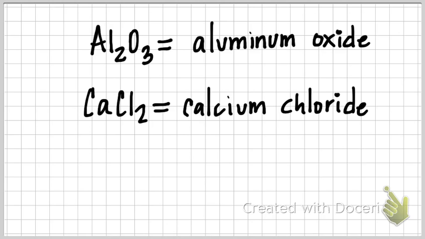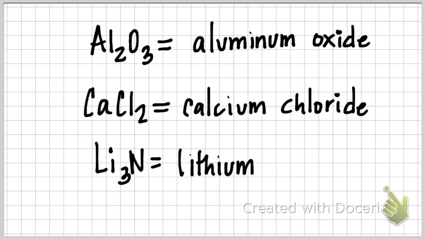And one last example, we'll take Li3N. Lithium is in group 1. It's a regular metal, therefore I'm going to use binary, so I'm going to use my first element name unchanged, so it's lithium, and I'm going to change the ending of my second element from nitrogen to nitride, and it's correctly named as lithium nitride.